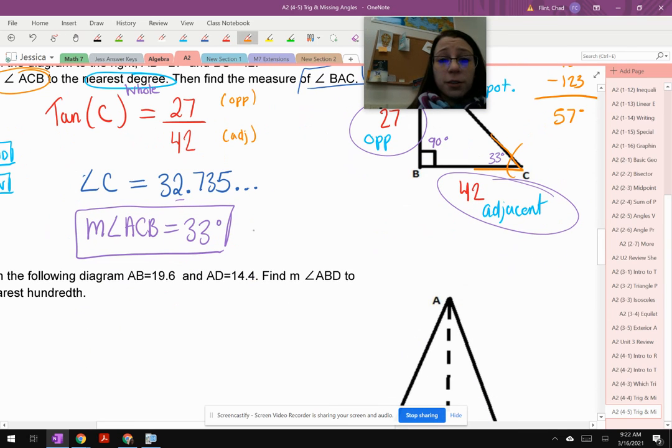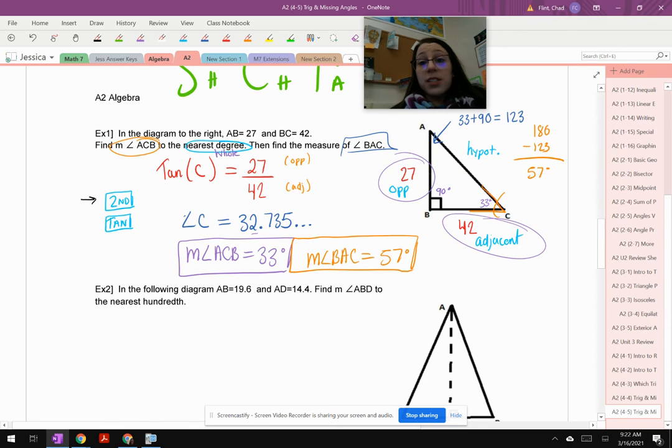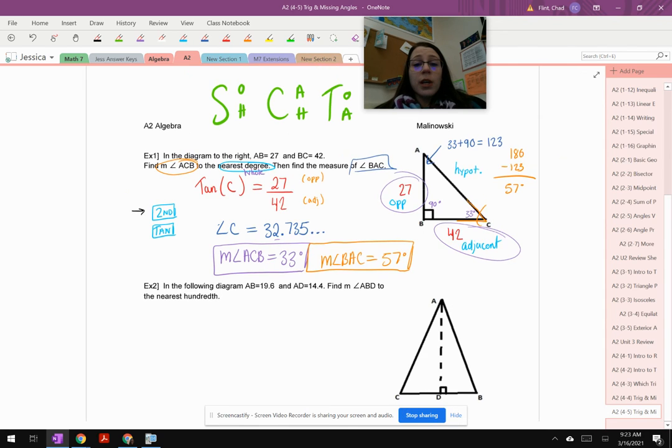So that final other one, the measure of angle BAC, is also 57. So remember, we're still going to use that information that we know about triangles from the previous lessons and the previous units, that fact that all of the inside angles add to 180 here. And there you go.